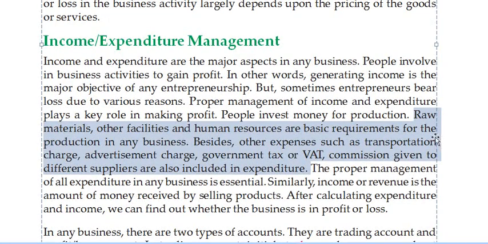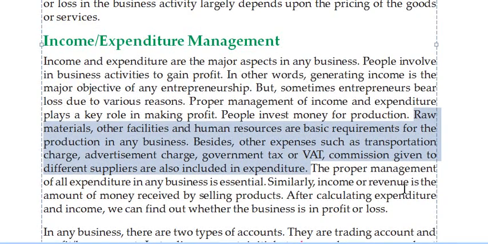And you have to pay the transportation charge, and you have to give commission to the suppliers, because suppliers will be helping to sell your product. That's why you have to give some commission to the suppliers as well, on the basis of how much they have sold. So these are included in the expenditures. Then the proper management of all the expenditure in the business is essential.